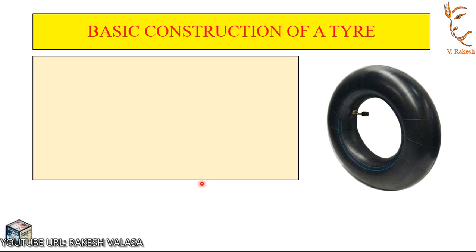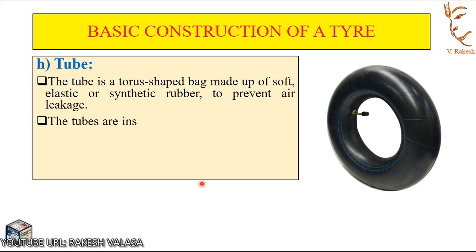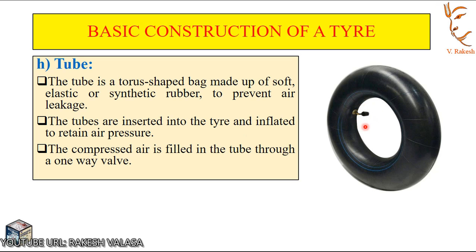Next one is tube. The tube is a torus shaped bag made up of soft elastic or synthetic rubber to prevent air leakage. The tubes are inserted into the tire and inflated to retain air pressure. The compressed air is filled in the tube through a one-way valve. You can see the one-way valve in this figure. This is the one-way valve.